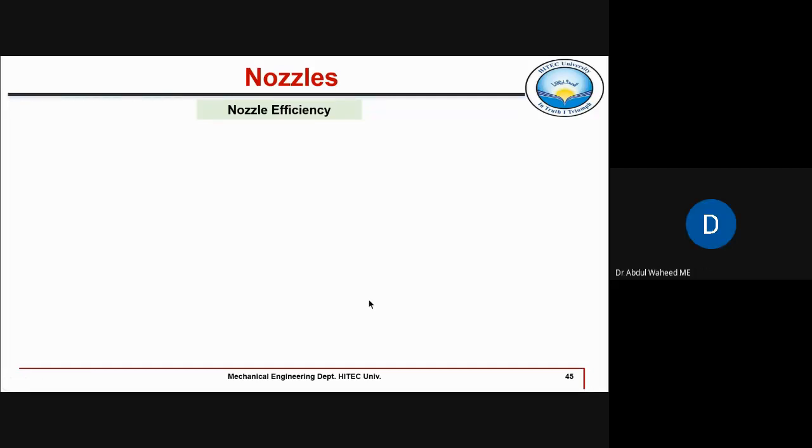Okay, so let's start the next topic, which is about nozzle efficiency. So far, whatever we have discussed about the nozzle, we have used one major assumption: that the flow through that nozzle is isentropic. Isentropic simply means there are no frictional effects. For example, this is our nozzle, and fluid is flowing through it isentropically. So we have neglected friction between the fluid and the walls of the nozzle.